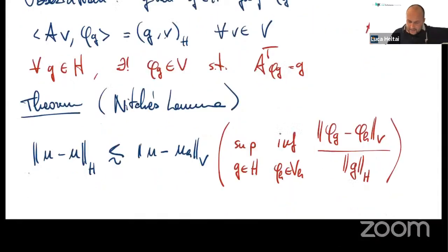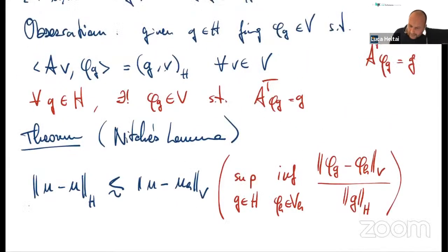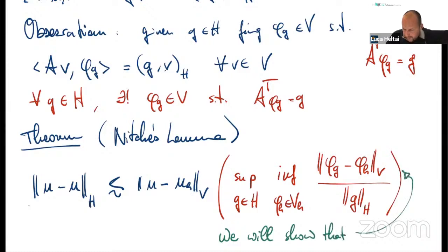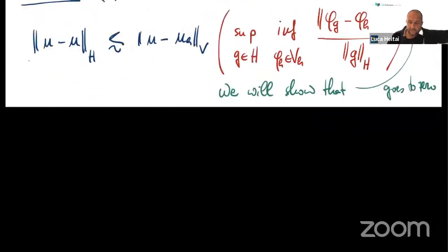So in a certain sense, what we would like to show is that this term here goes to 0 with a certain power of H, according to the regularity of the problem that we're looking at and according to the regularity of capital A. So how do we prove this very simple lemma?